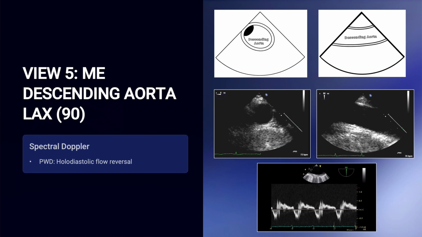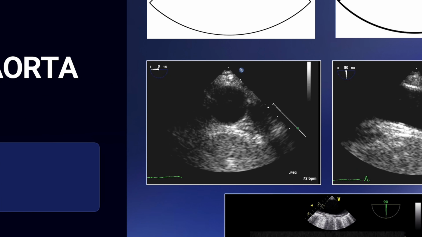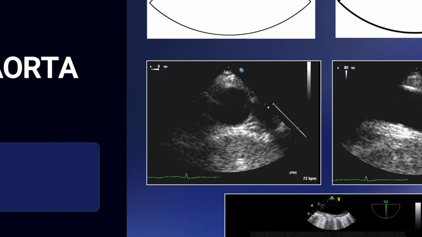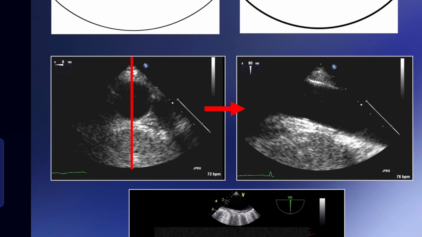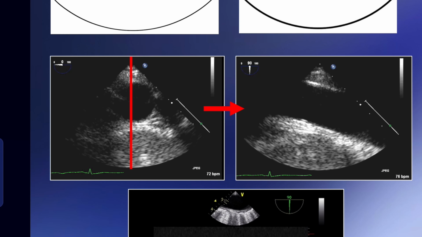The final view to evaluate aortic regurgitation is the mid-esophageal descending aorta long axis view found at a 90-degree omniplane angle. If you start by evaluating the mid-esophageal views of the heart and turn your TEE probe toward the patient's left side, you will obtain this mid-esophageal descending aorta short axis view. Now, if you X-plane through that, or just change your omniplane angle to 90, it will give you this long axis view of the descending aorta.